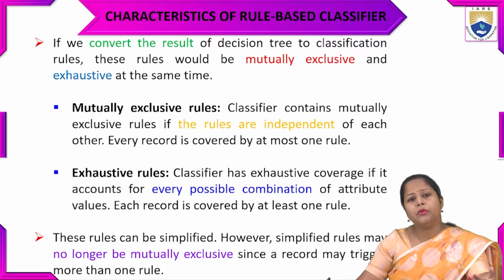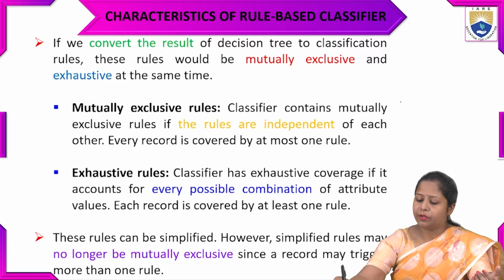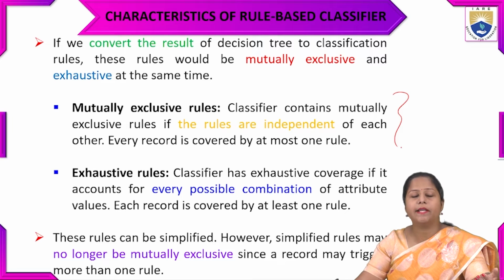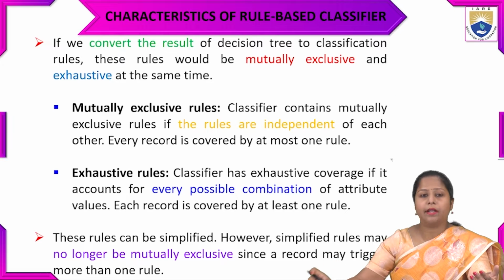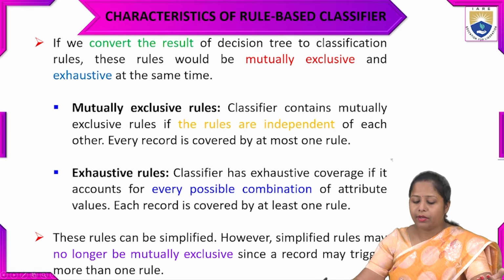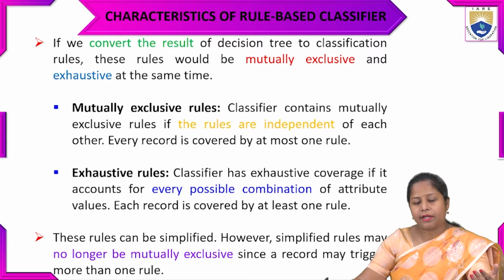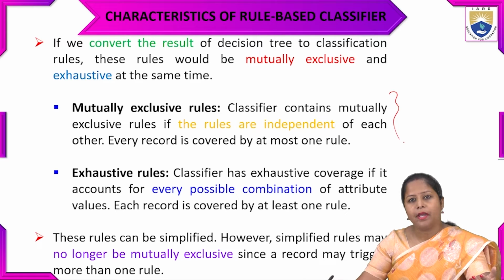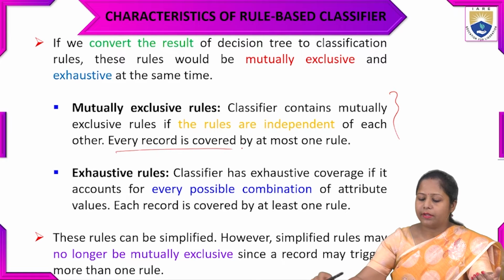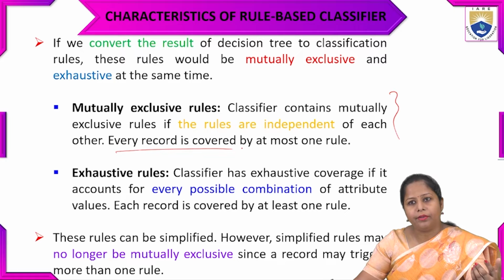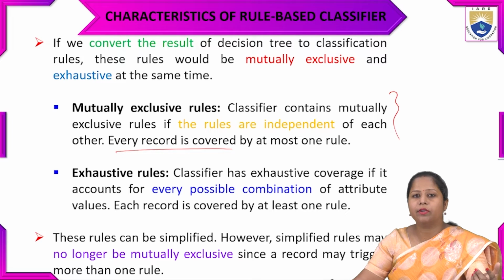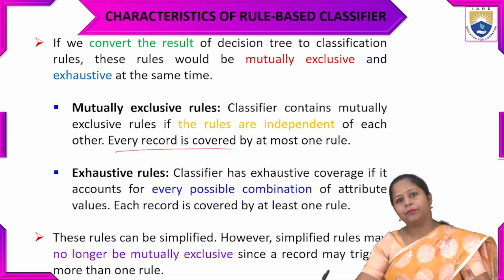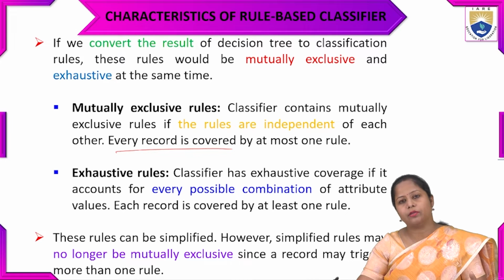So what are mutually exclusive rules? The rule-based classifier contains mutually exclusive rules if the rules are independent of each other, so that every record is covered by only one rule. That is going to cover only one rule for each record, for each tuple. So that will be the mutually exclusive rule.